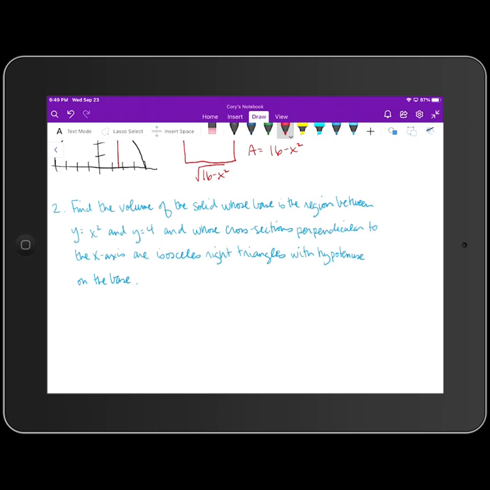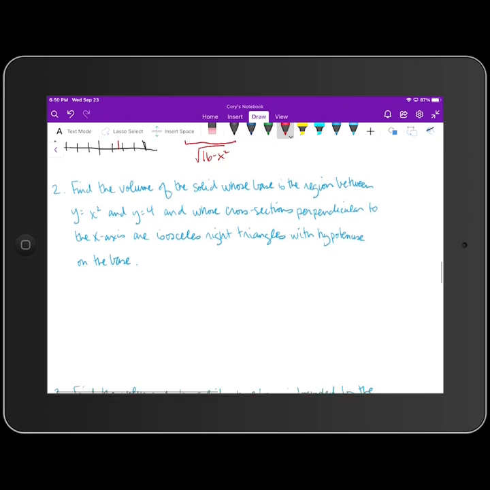Okay, let's do number 2. So for number 2, the directions say to find the volume of the solid whose base is the region between y is equal to x squared and y is equal to 4, and whose cross sections perpendicular to the x-axis are isosceles right triangles with hypotenuse on the base. Okay, so let's diagram this one here as well.